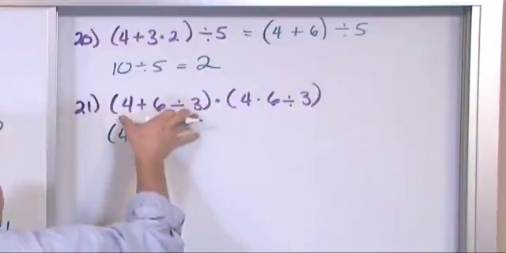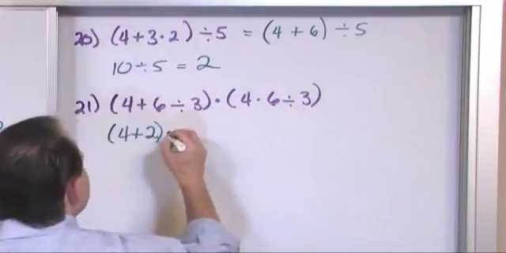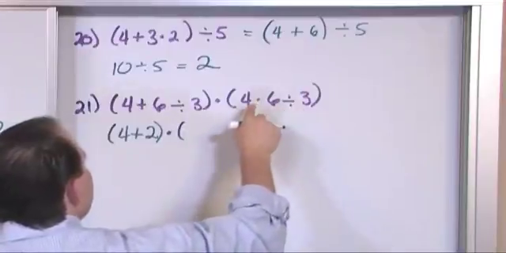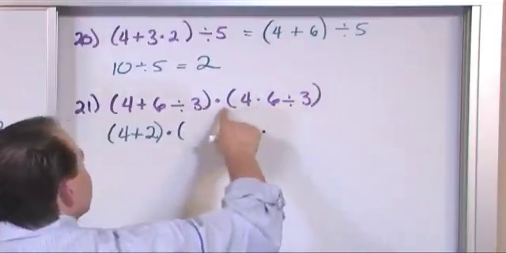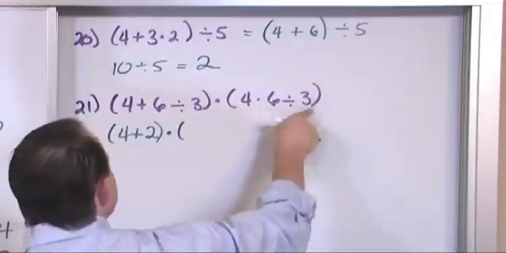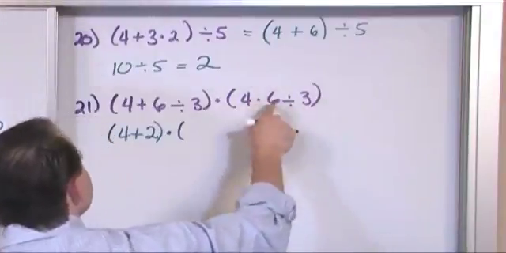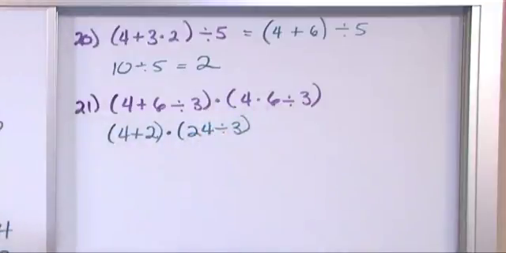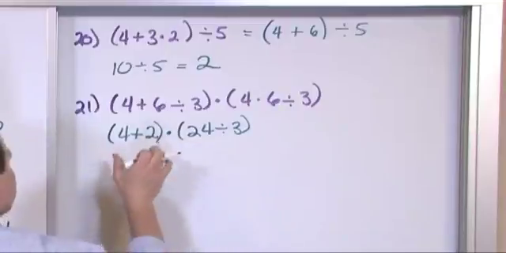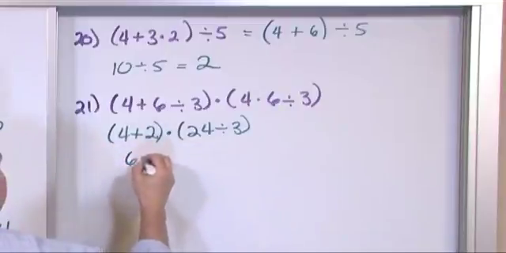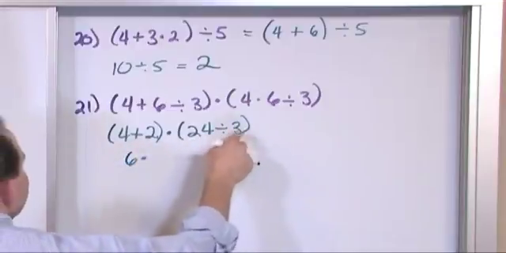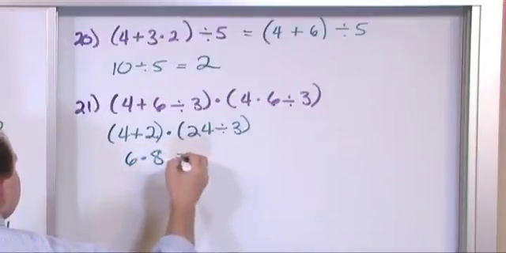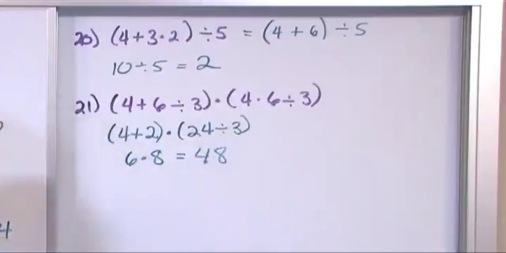Now, I can simultaneously work on this parentheses and this parentheses, so let me go ahead and work on this one a little bit. I have multiplication and division. Multiplication and division, when they're on the same level like this, can be done left to right. So 6 times 4 is 24, but I still have to divide that by 3 in the next step. Now, I still have two sets of parentheses, so I still need to work on the inside of each one. 4 plus 2 is 6, times 24 divided by 3 is 8. And 8 times 6 is 48. So that's the answer. You're going to get 48.